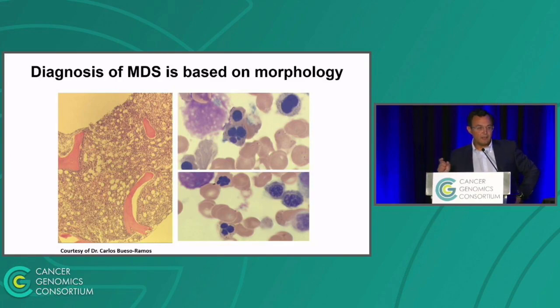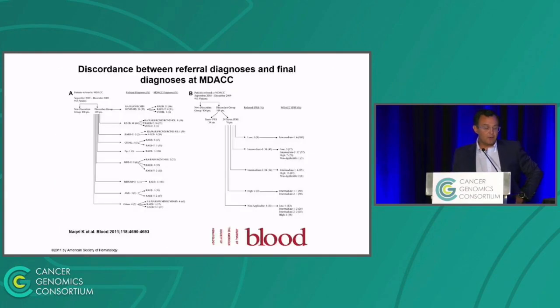And you are going to hear in a few minutes about this CHIP and CCUS, which is the border between being a healthy individual and progressing into one of these myeloid disorders. Now, this is so difficult that a number of years ago, we published a paper in Blood where we showed that there's almost a 20% discrepancy rate between centers. And this is not MD Anderson versus a community hospital someplace in the middle of the United States. It's actually across the board.